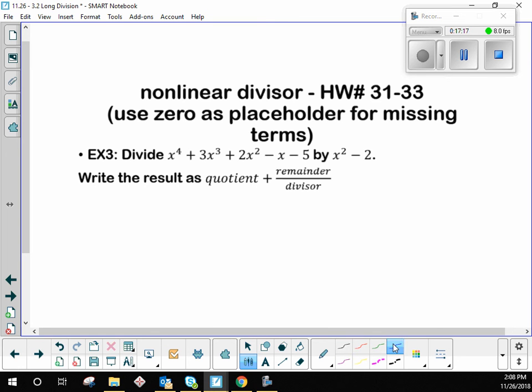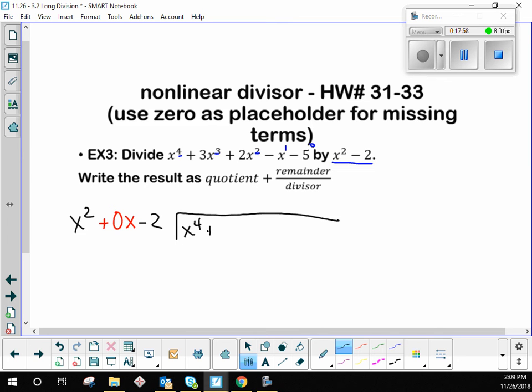Here's what I mean. If you're looking at the dividend and looking at the x's, it doesn't skip any degrees. It goes 4, 3, 2, 1, and then this has no x's. But the divisor does skip an x. It's skipping x to the 1. There isn't an x to the 1. So what I'm going to do instead is put 0x in its place. Instead of x squared minus 2, I'm going to put x squared plus 0x, because there aren't any, minus 2. And then underneath I have all of that craziness.